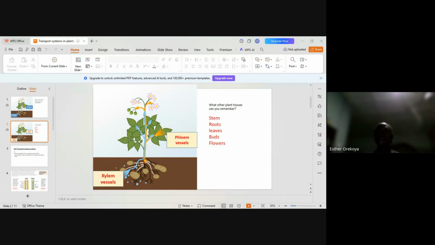Then we have the media for transportation. What is the media for transportation that we have in both human beings, plants, and animals? We have five media of transportation. We have cytoplasm, we have cell sap and latex, we have blood, we have lymph, and we have the tissue fluid. When we talk about the cytoplasm, this one is common in unicellular organisms.